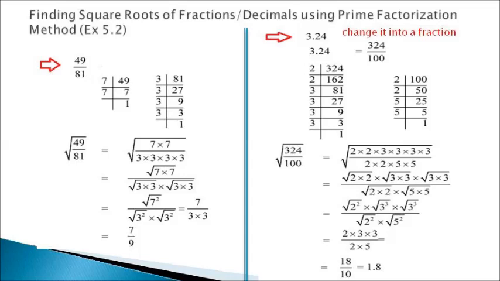Now this is a fraction and we will follow the same steps that we have done already with the fraction, and we will end up with 18 by 10, that is again a fraction, and we will convert it into decimal. So remember students, when the given number is in decimal, we will change the answer into decimal with the last step.